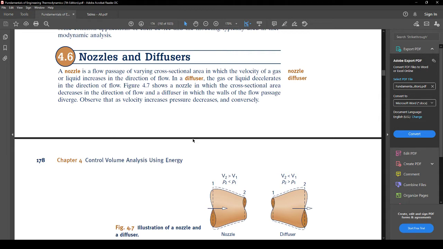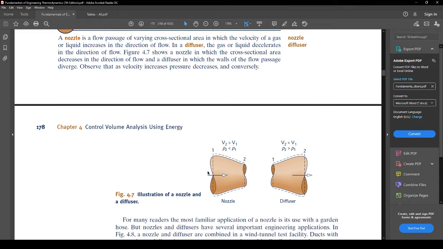So 4.6, nozzles and diffusers. A nozzle is a flow passage of varying cross-sectional area in which the velocity of a gas or liquid increases in the direction of flow. In a diffuser, the gas or liquid decelerates in the direction of flow. Figure 7 shows a nozzle. So my picture yesterday looked a lot like this, except this one's actually good. And then this is a diffuser, right?